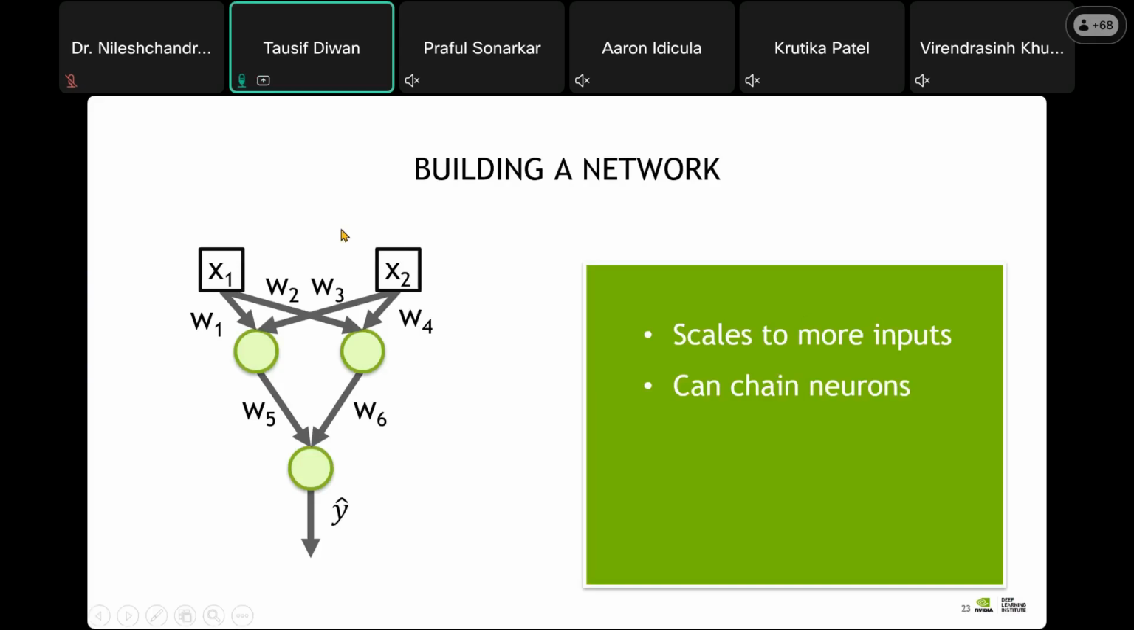This is our neural network. Some inputs are provided to this. Every connection is associated with a weight, and this is our prediction. This prediction is compared with the label. Based on the difference between the prediction and the label, we will try to change or update the values of these parameters W1 to W6, and we want the prediction to be as close to the label as possible. This is our ultimate aim.